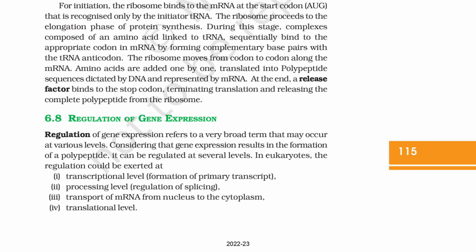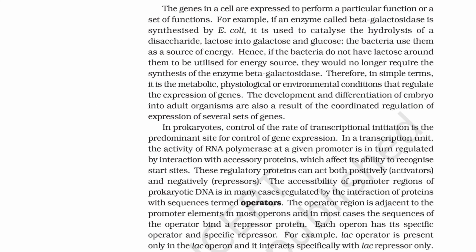4. Translational level. The genes in a cell are expressed to perform a particular function or a set of functions. For example, if an enzyme called beta-galactosidase is synthesized by E. coli, it is used to catalyze the hydrolysis of a disaccharide, lactose, into galactose and glucose. The bacteria use them as a source of energy. Hence, if the bacteria do not have lactose around them to be utilized for energy source, they would no longer require the synthesis of the enzyme beta-galactosidase.